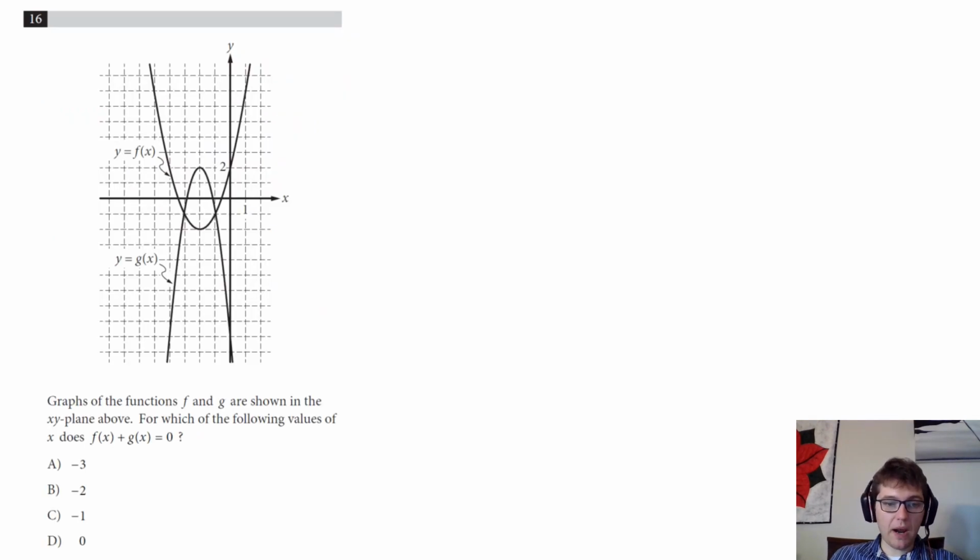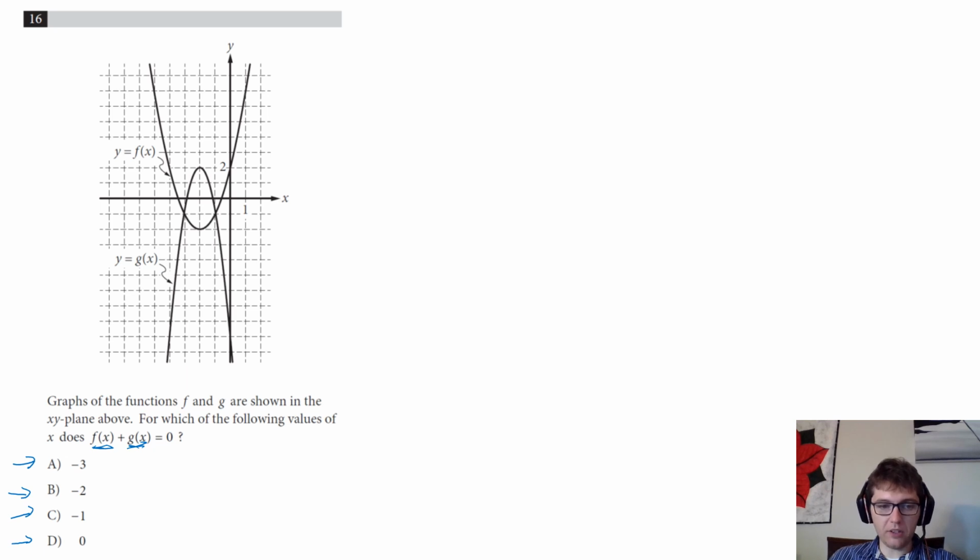Problem 16. Graphs of the functions f and g are shown in the xy plane above. For which of the following values of x does f of x plus g of x equal 0? I know sometimes it can get overwhelming when you see f of x, g of x, multiple functions. What are they saying about these functions? They're simply asking, for the following values of x, when you pull the y value off that plot and add their y values together, what equals 0? So we'll go through and do these one by one.